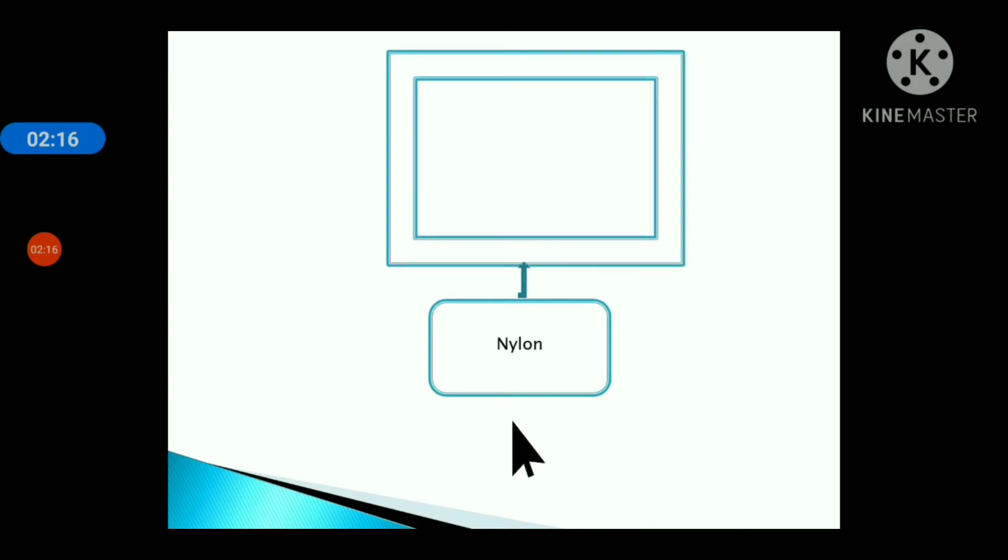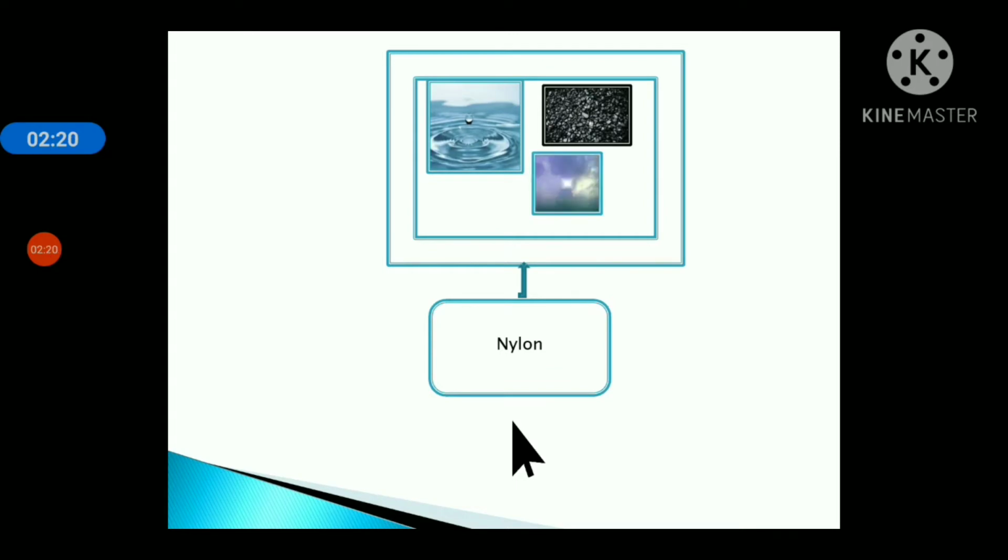So children, you are very interested to know about nylon. So how do we prepare nylon? See children here. What are these pictures? Guess. Yes, this is coal and this is water and this is air. Nylon is prepared from coal, water and air.